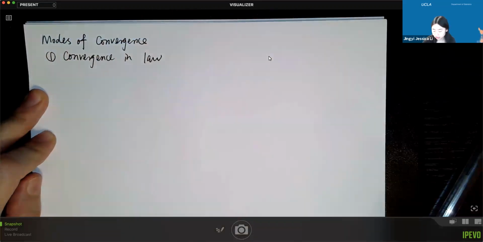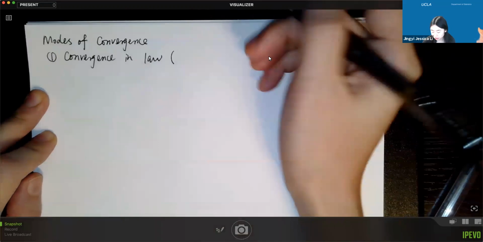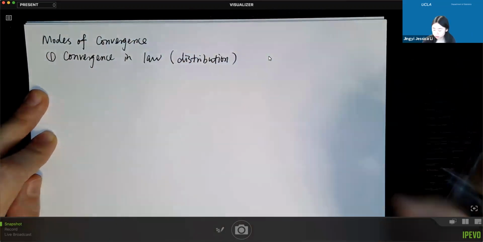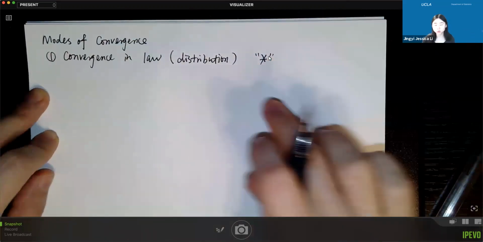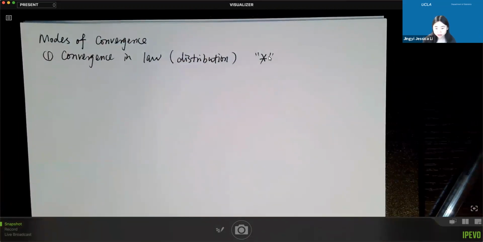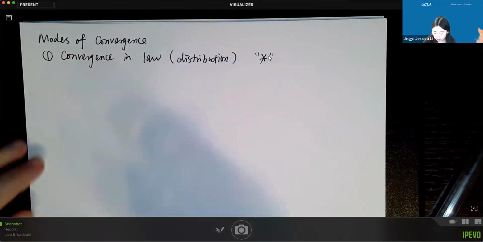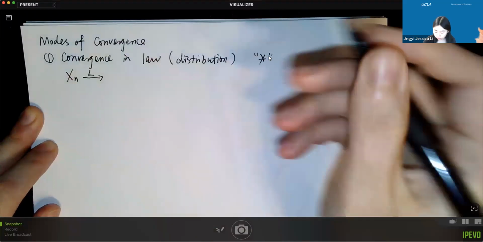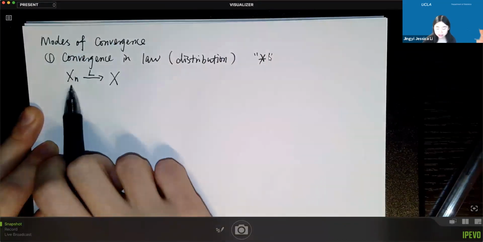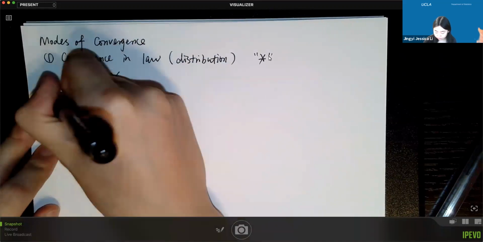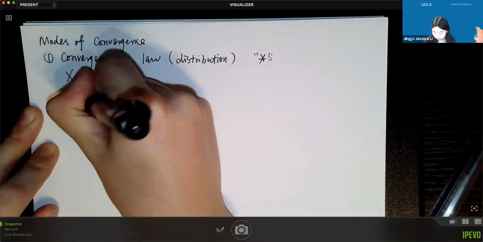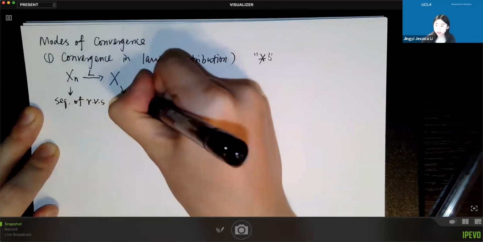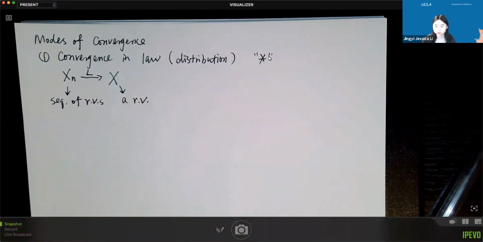Or in many contexts, people will write this as convergence in distribution. I would say this is the most important type of convergence we will use in this class. What does it mean? In this class, we write X_n converges in law to X. The left-hand side is a sequence of random variables, and the right-hand side is a random variable.